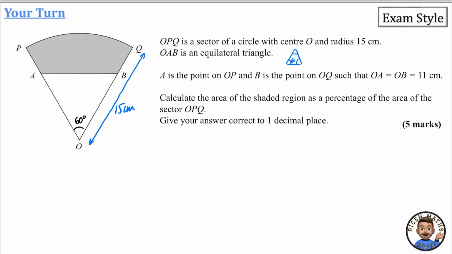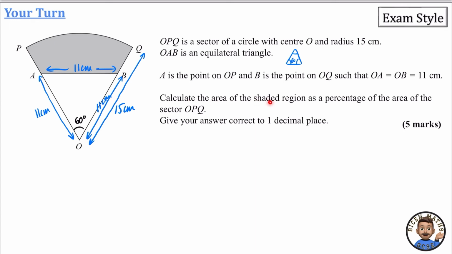A is the point on OP such that, and B is the point on OQ such that, both OA and OB are equal to 11 centimeters. So I can say that this distance is 11 centimeters, and also this distance here is 11 centimeters. And because it's an equilateral triangle, in fact that distance across the top is 11 centimeters as well. That might be useful, but it might not be.